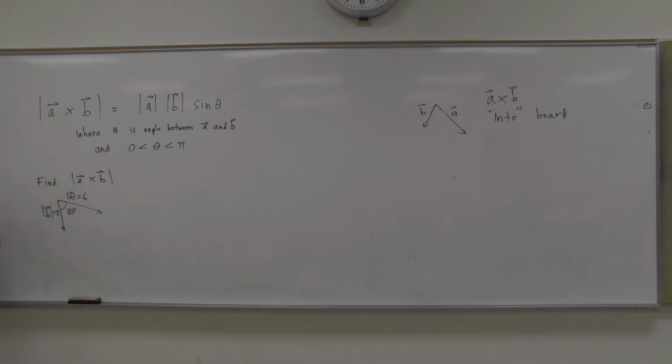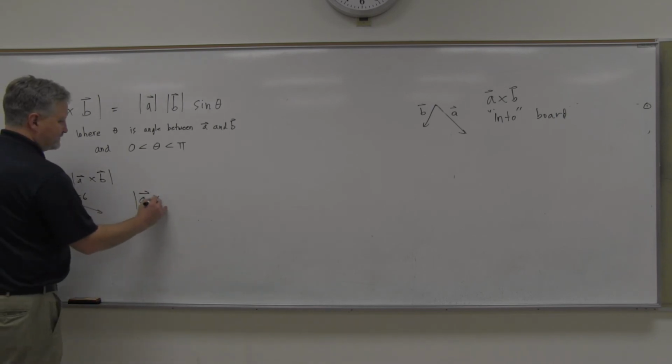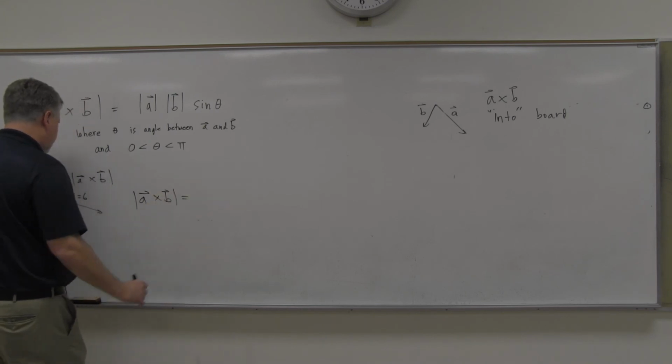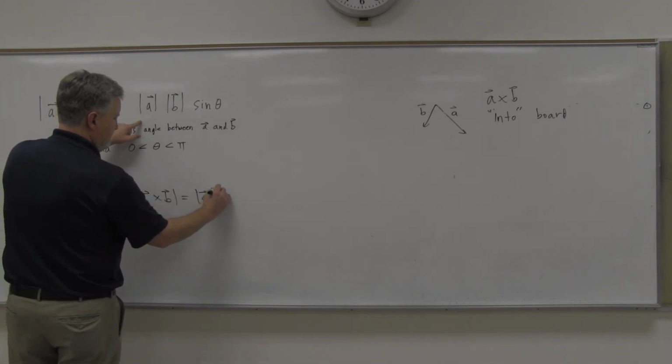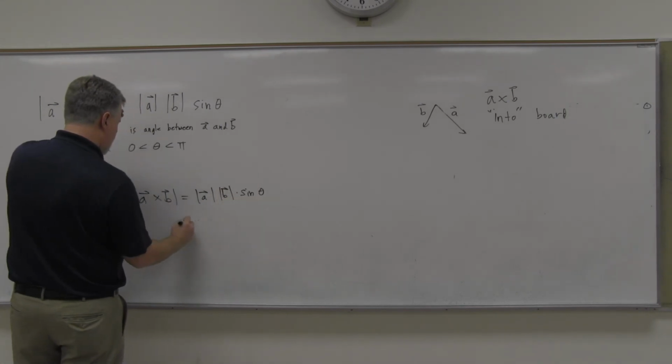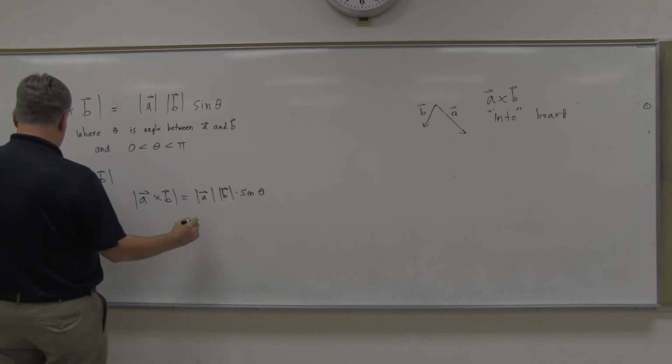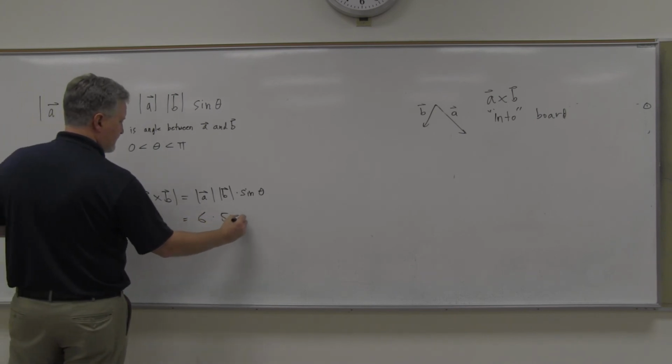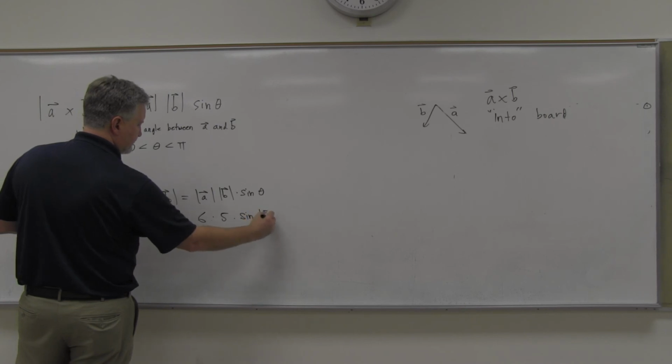And so that's how they get us to use this formula. I don't need the actual cross product. I can just use this formula because I've got the right information. I've got the magnitude of A, the magnitude of B, and theta, so I can compute its sine. You see? So the magnitude of A cross B is the magnitude of A times the magnitude of B times the sine of theta. That's easy. We've got 6 and 5, and then we've got the sine of 150 degrees.